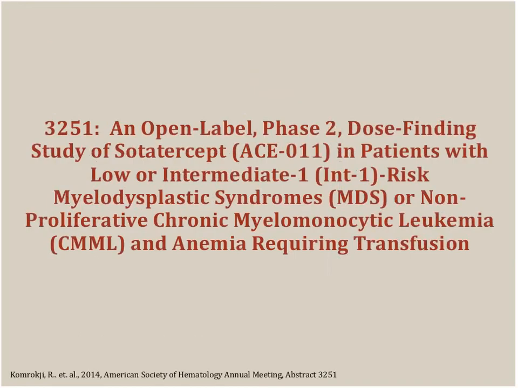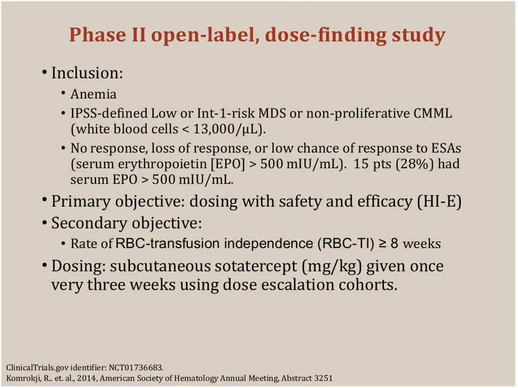And so in this first study, it's a phase 2 study involving patients with lower intermediate 1 risk disease, and patients who had no response, loss of a response, or a low likelihood of response to an ESA were eligible. The primary objective here was safety and efficacy with respect to erythropoiesis in patients who were transfusion dependent, and the secondary objective was to see how many patients would become transfusion independent for more than 8 weeks. Dosing was administered subcutaneously once every 3 weeks in escalating cohorts.